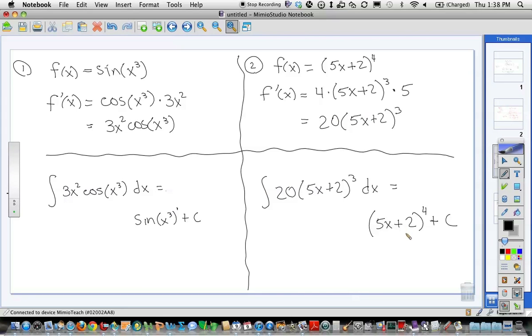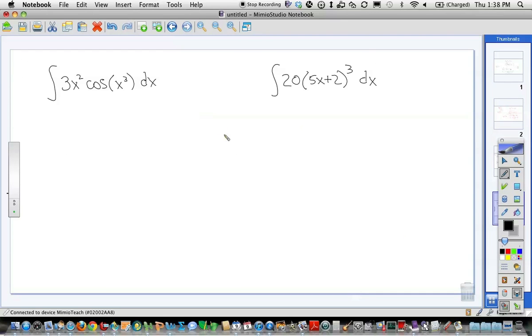So what we want to talk about today then is how in the world could we have been given these 2 problems, told to do their antiderivative, and been able to figure that out. Okay, so let's do it.